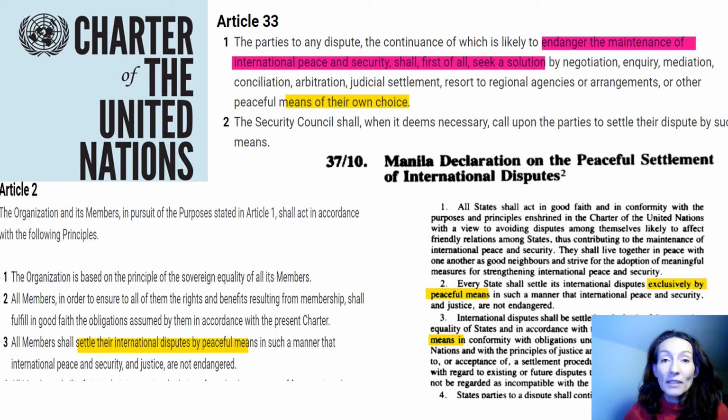The initiative and drafting of the declaration came from non-aligned countries, in particular Egypt, Indonesia, Mexico, Nigeria, Philippines, Romania, Sierra Leone, and Tunisia. The UN Audiovisual Library has a link to a 10-minute video on the adoption of the Manila Declaration that you may want to watch.